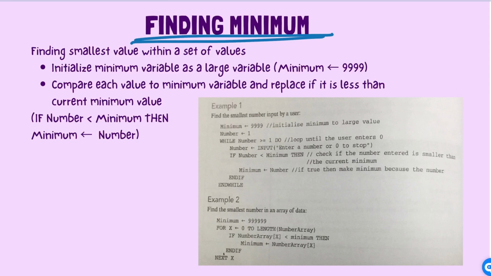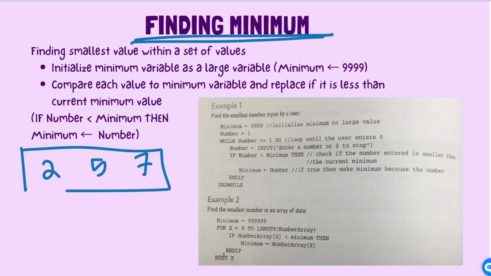So as they said, you need to find the smallest value within a set of values. Let's say you have 2, 5, and 7 as your set of values, and you want to find the smallest number from your set of values. Now, if you initialize your minimum as, let's say, 0, in that case, you won't be able to find the minimum value in your set of values, because in your set of values, logically, it would be 2, right?